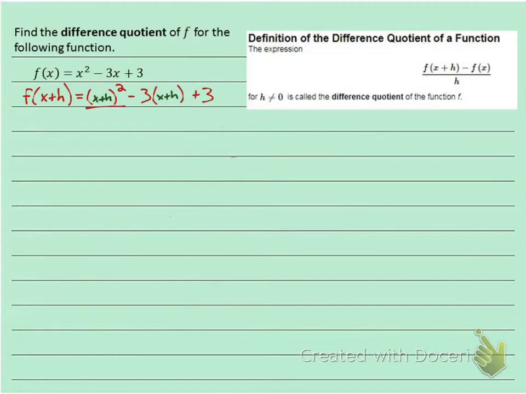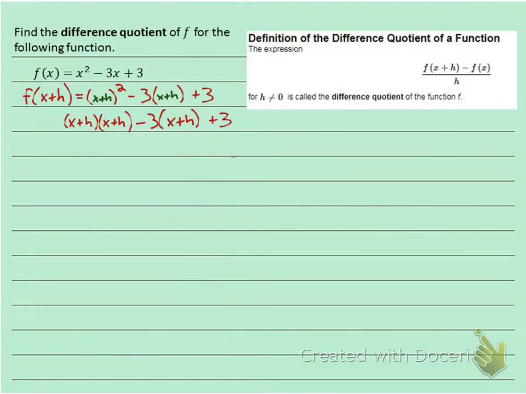Now, x plus h squared, you have to FOIL it. Okay, when in doubt, write it out. It's going to be x plus h times x plus h minus 3 times x plus h, and we will distribute this, and then plus 3. Okay, so let's go ahead and FOIL. First, outer, inner, last.